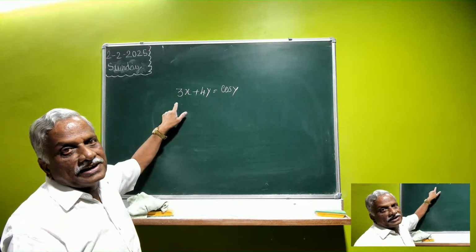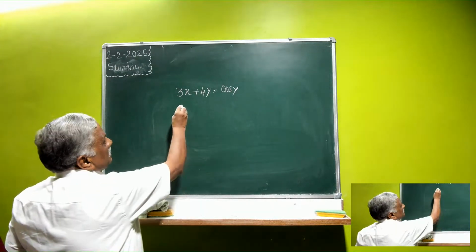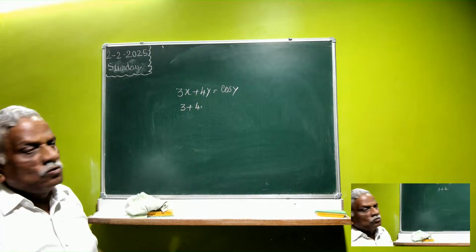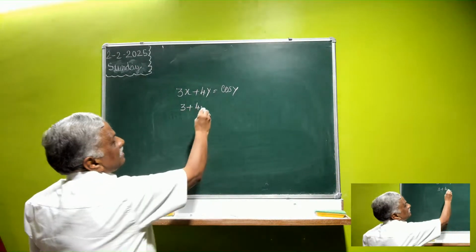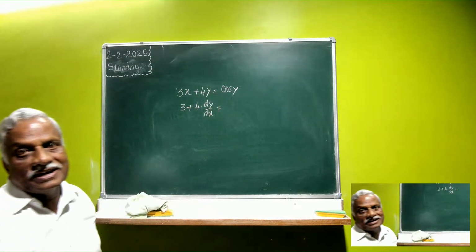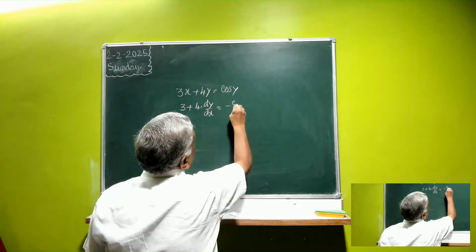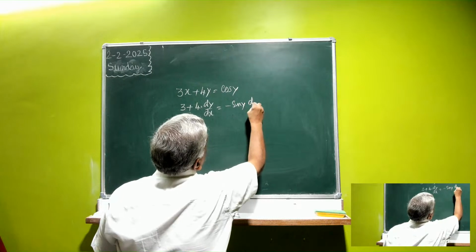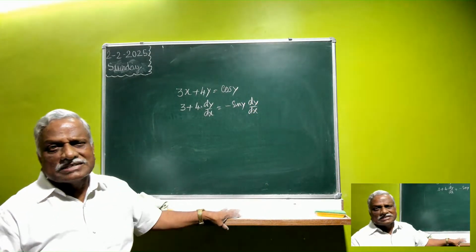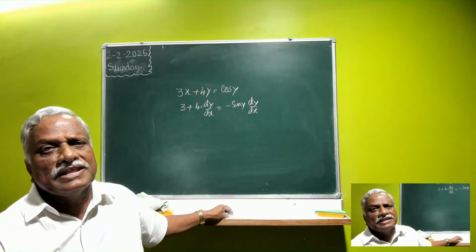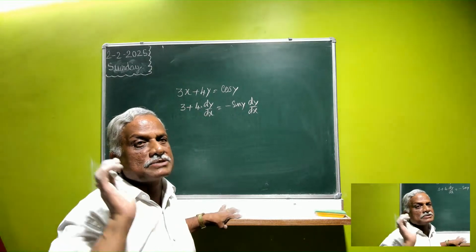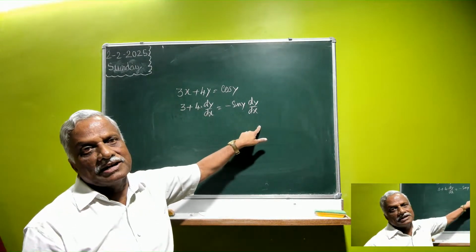So you should differentiate 3x first. It is 3, because the derivative of x is 1. 4 is a constant. What's the derivative of y? It is dy by dx. What's the derivative of cos y? It is minus sin y dy by dx. You understand this? Not much of a difference. Same procedure, same formula, and everything same. The only extra thing is you have to remember you are differentiating with respect to x. Therefore, this extra term will come.